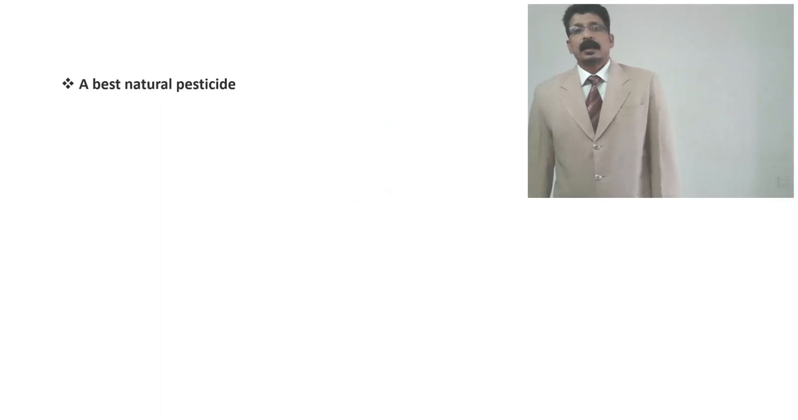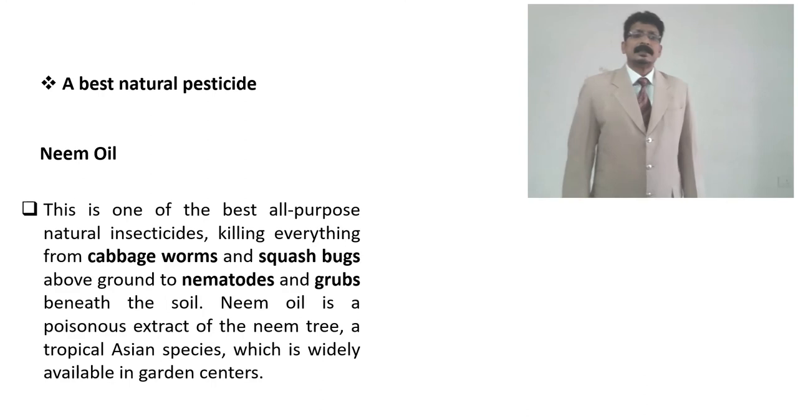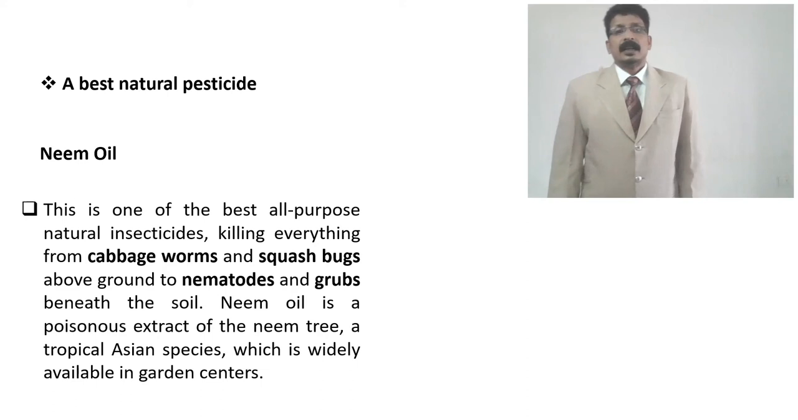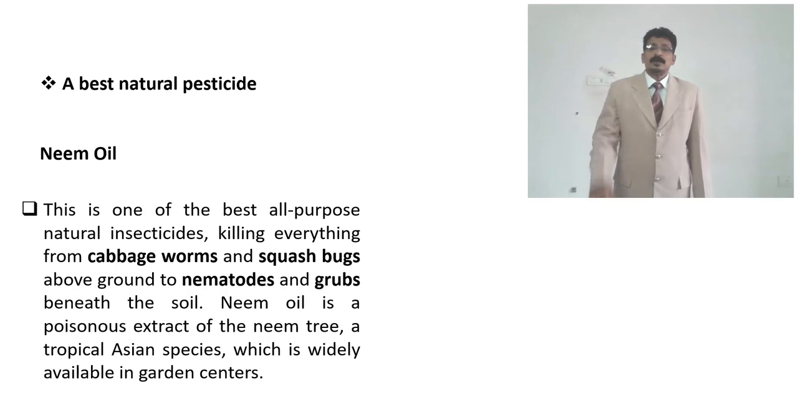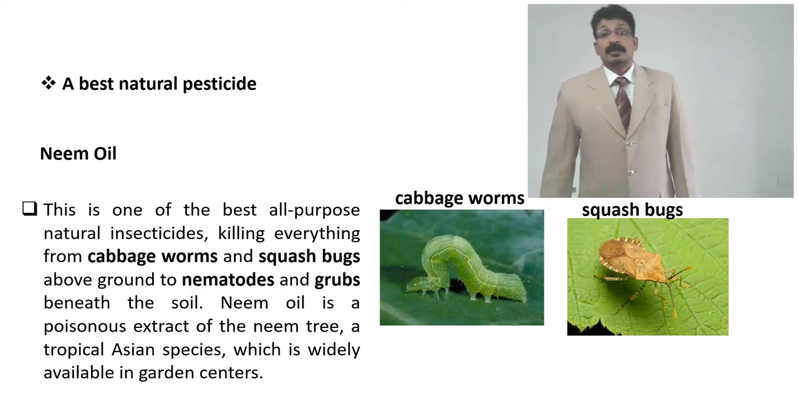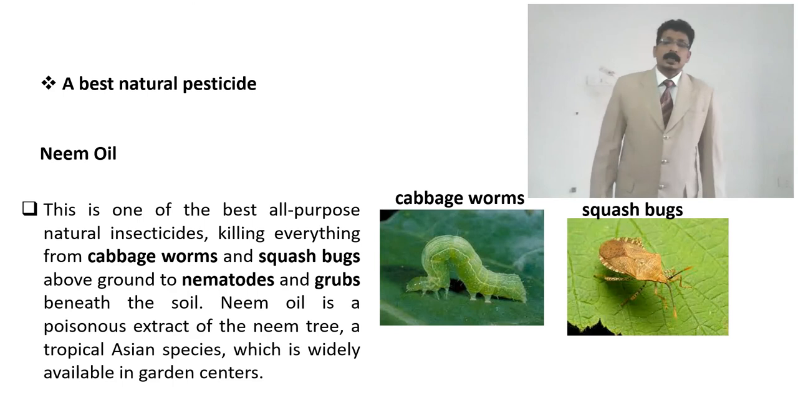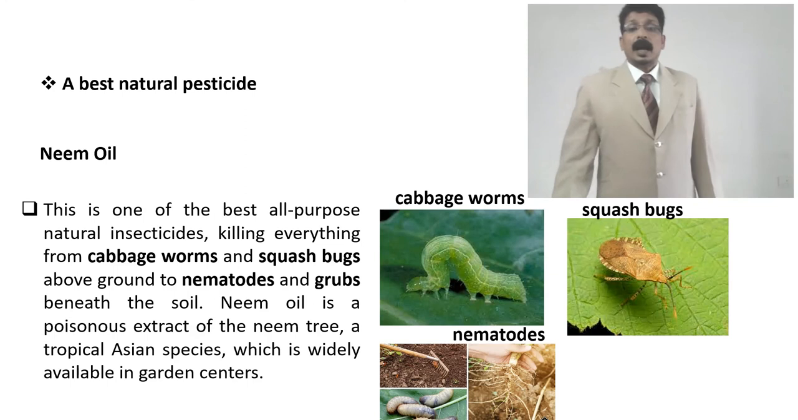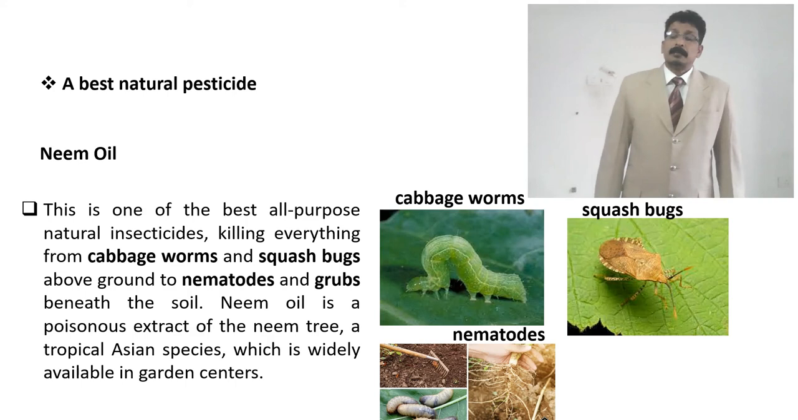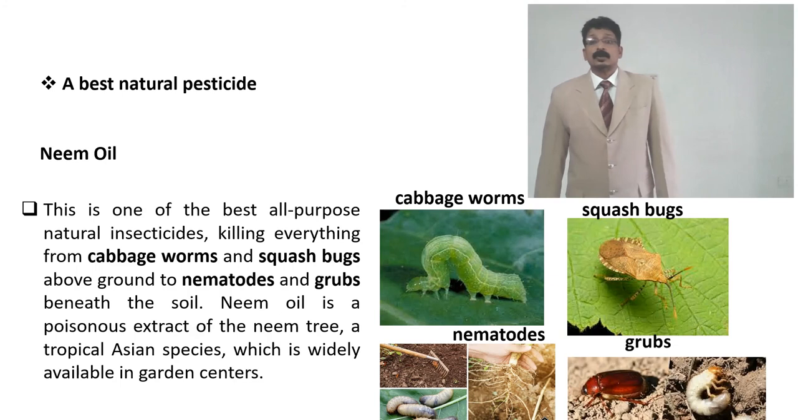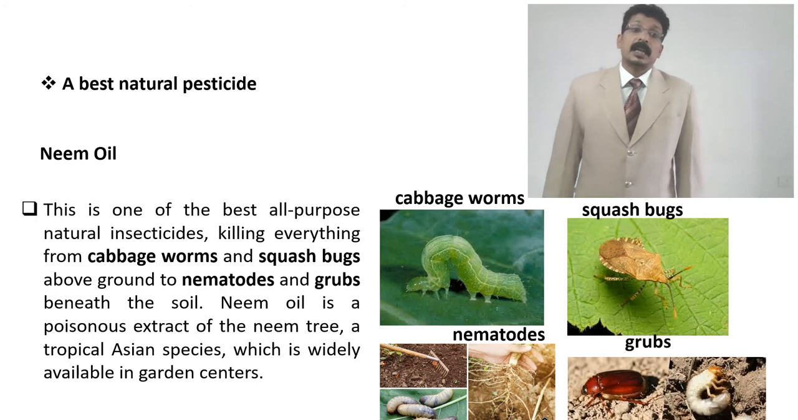And the best natural pesticide is neem oil, which you know very well. This is one of the best all-purpose natural insecticides, killing everything from cabbage worms to squash bugs, you can see the squash bugs, and above ground, that is nematodes, ground nematodes in the soil, and they are good. Grubs are there, bad grubs also, and you can see the grubs. Some of them will spoil the underground stem. Grubs beneath the soil can be prevented by using neem oil; you can protect the plant by using this natural pesticide, neem oil.